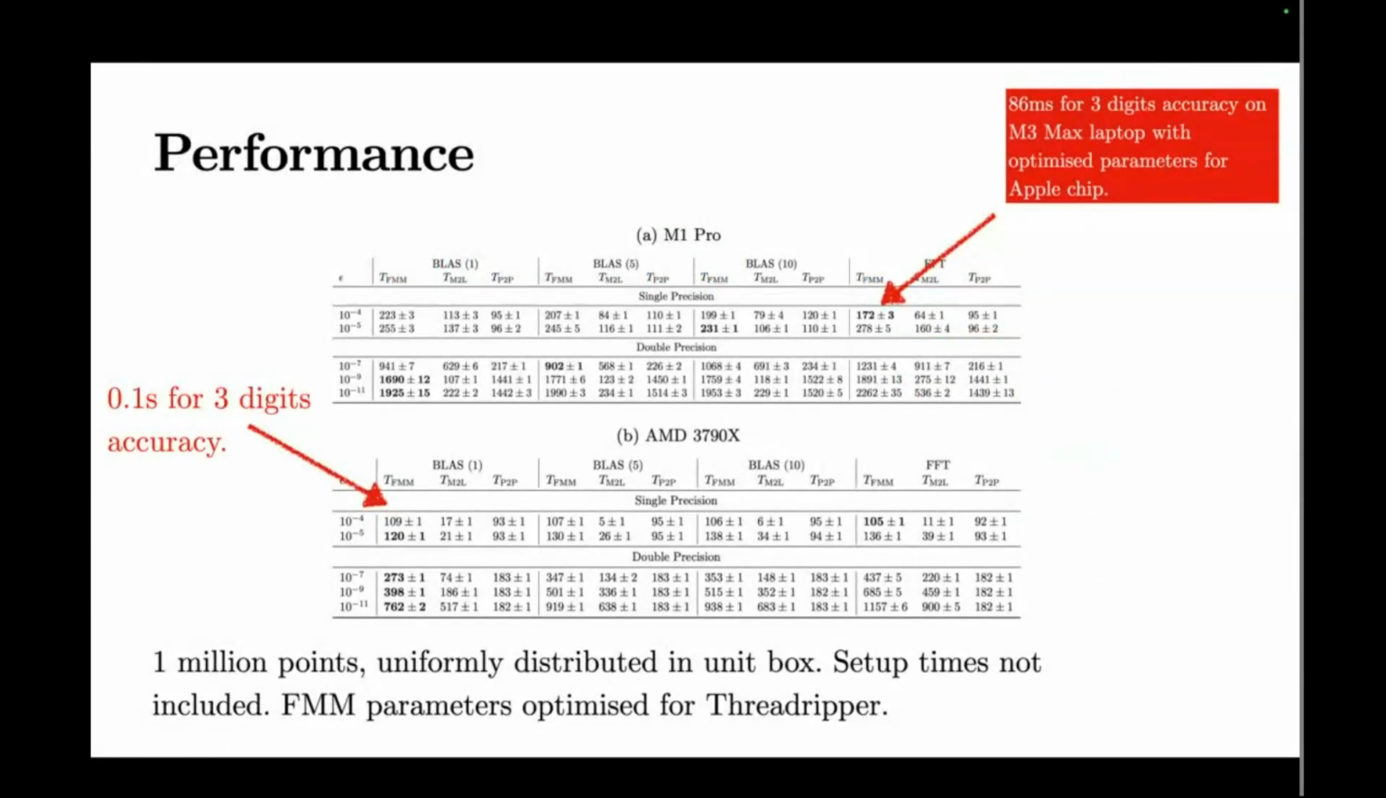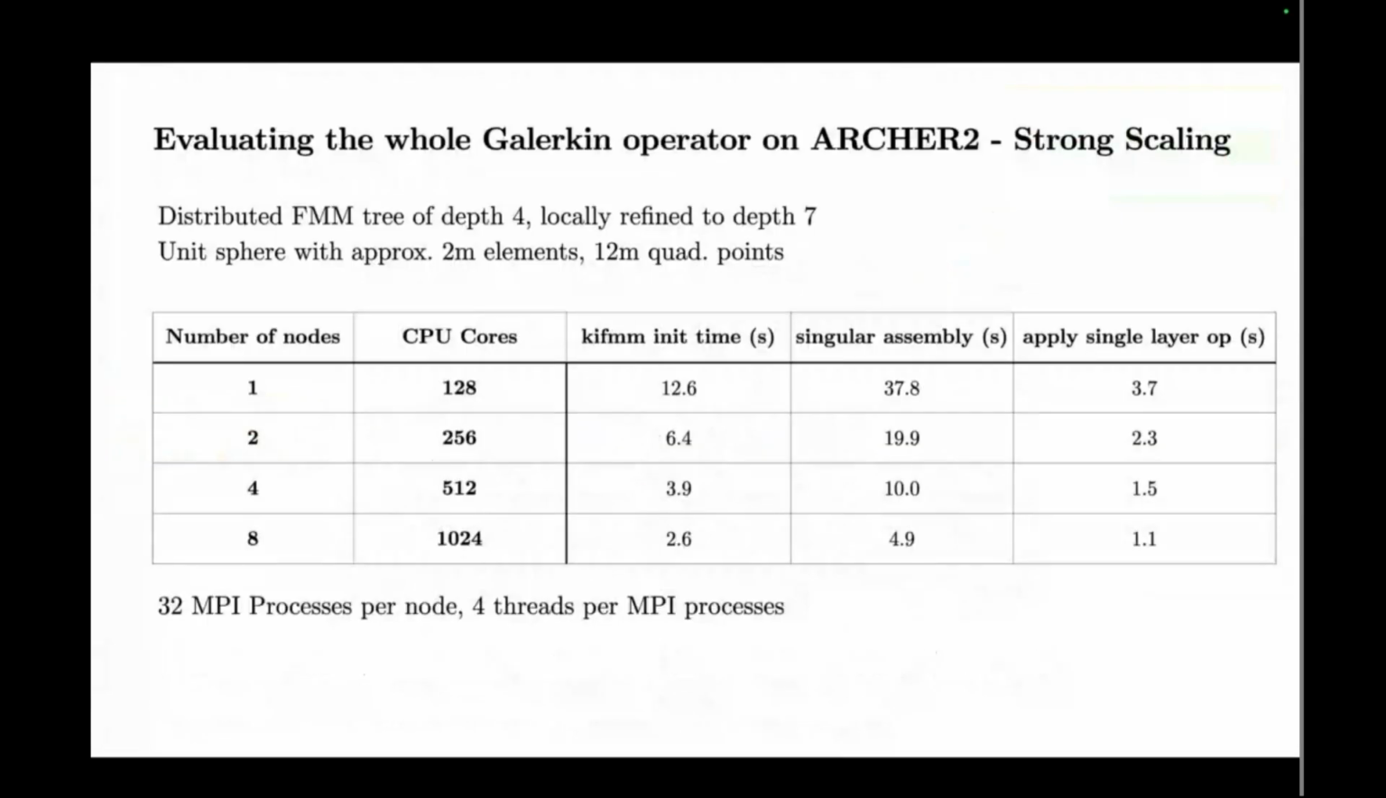So the performance: we can compute on my M3 Max laptop the interactions of 1 million points against each other for 3 digits accuracy in just 86 milliseconds. So that's point-to-point interactions, 1 million particles, 86 milliseconds, which is very efficient. That's uniformly distributed in the box. In the big table, I'm not going into details, but FMM parameters are optimized for Threadripper. And the whole thing also works in parallel, MPI distributed.